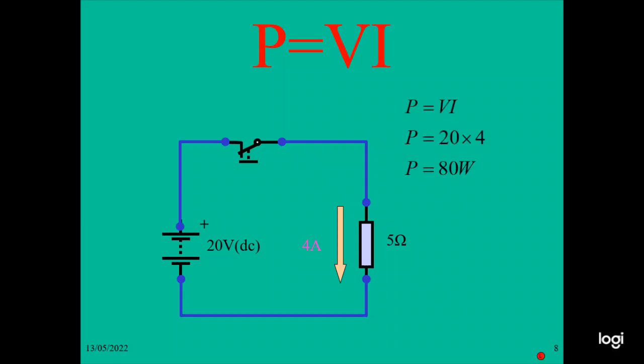Then we can calculate the power, P equal to VI. In this case, the voltage is 20 volt, current is 4 ampere. So 20 multiplied by 4, you get 80 watt. So if the supply voltage doubles, the current also doubles.